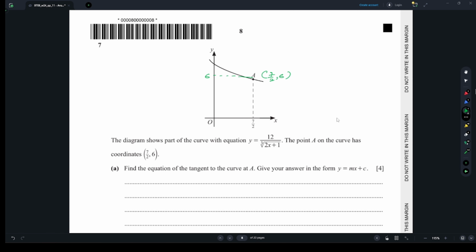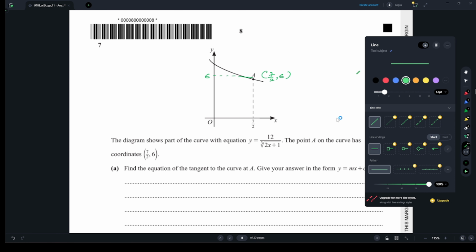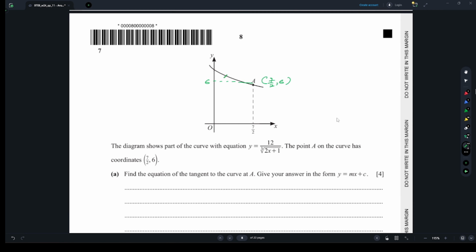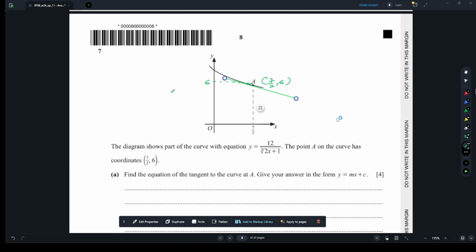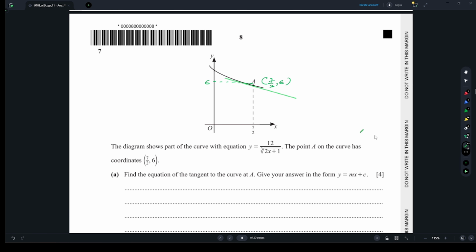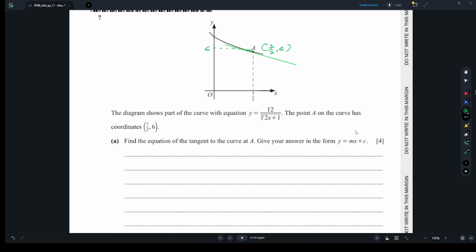Find the equation of the tangent to the curve at A, and give your answer in the form y equals mx plus c. So that means they are asking us to draw a tangent line at A, and the equation of this tangent line we have to indicate as y equals mx plus c.